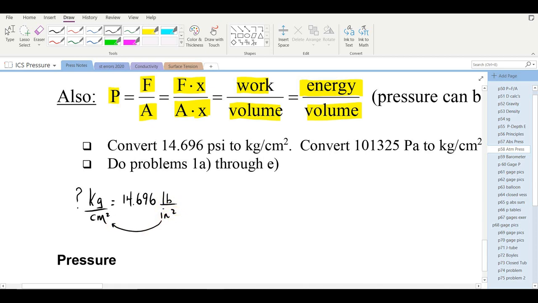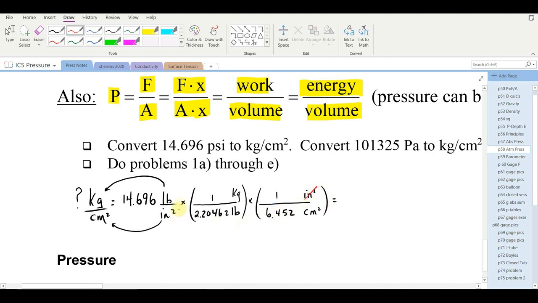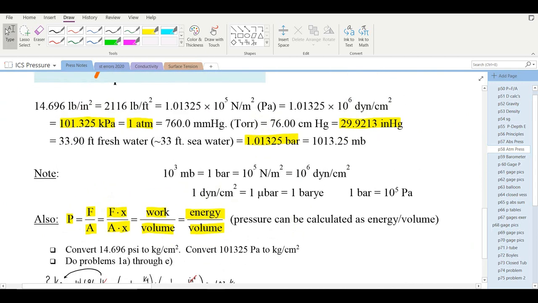I'm going to convert from square inches to square centimeters, and we'll convert from pounds to kilograms. We've actually had these conversions before. It's good to review. Let's convert from pounds to kilograms. You can look this up on tables you're given. There's 2.20462 pounds per kilogram. We'll convert from per square inches to per square centimeters. We derived that previously. 1 square inch is 6.452 square centimeters. So square inches cancel and pounds cancel. That works out to be 1.03 kilograms per square centimeter. That's one atmosphere, and so one atmosphere is approximately 1 kilogram per square centimeter, and it's also approximately 1 bar, very close.